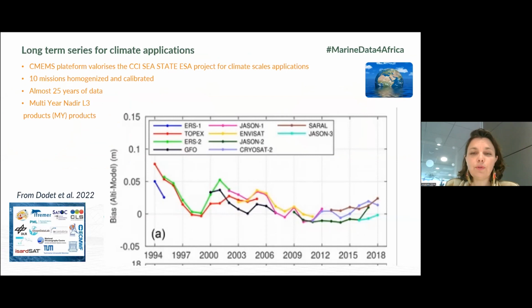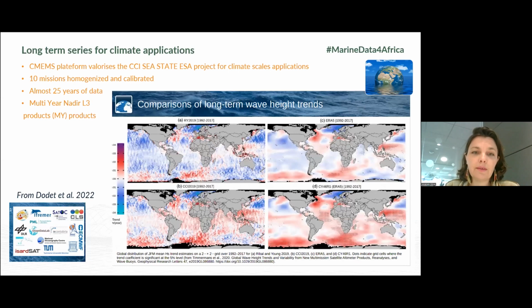If you want to look at the past, and at a long-term series, CMEMS also valorized the result from an ESA project called the CCI Sea State Project for climate scale applications. Here you will have more than 10 missions homogenized and calibrated for more than 25 years. So these are multi-year products, and you can see for instance the trends of how the waves have been behaving during the last 20 years. You can also make maps and observe how it behaves compared to what is seen with the models, for instance, or with the reanalysis. The observations have more noise, but are also more precise and have a better resolution.